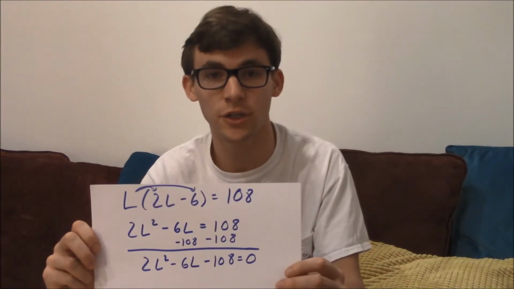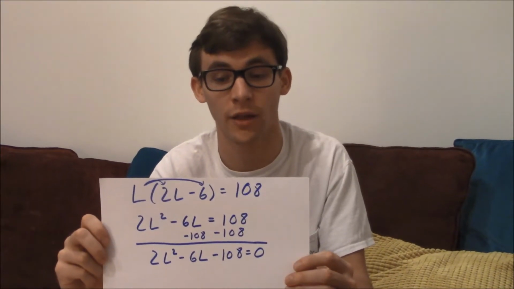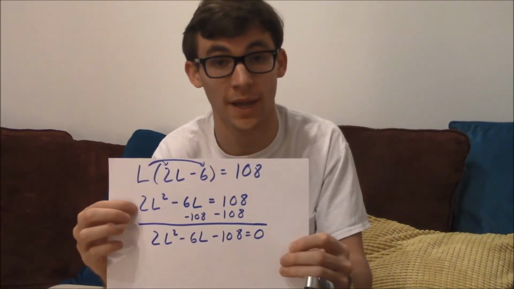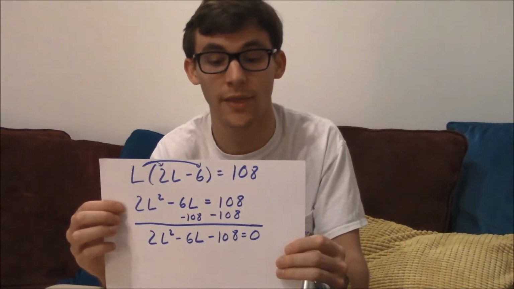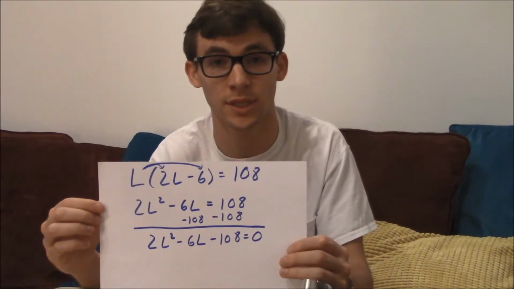Our strategy here should be to get the quadratic equation in standard form and then solve for L. Here we can see I distributed the L to get 2L squared minus 6L equals 108, and then subtracted the 108 from both sides in order to get the equation equal to 0.